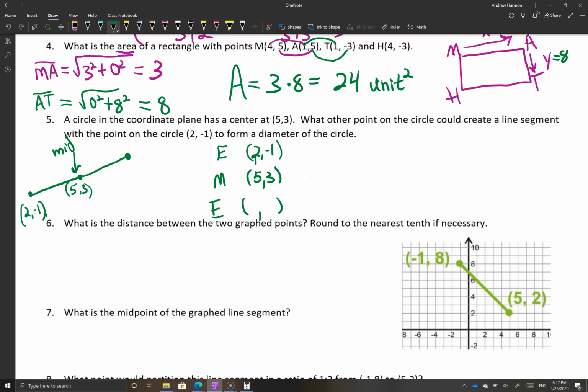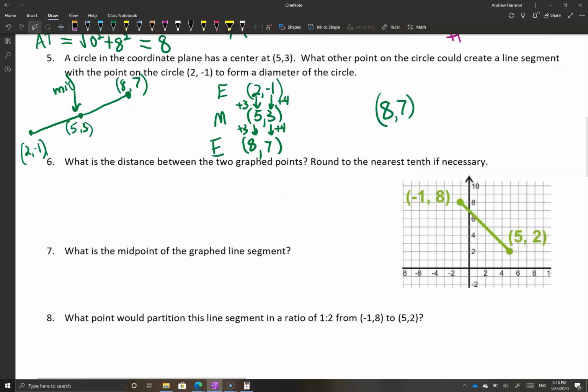If you remember this, the distance from 2 to 5 is 3, so I'm just going to add 3 again and get 8. So my x value here is 8. Now from -1 to 3, that's an increase of 4, so I'm going to add 4. 3 plus 4 is 7. So the point is (8, 7).